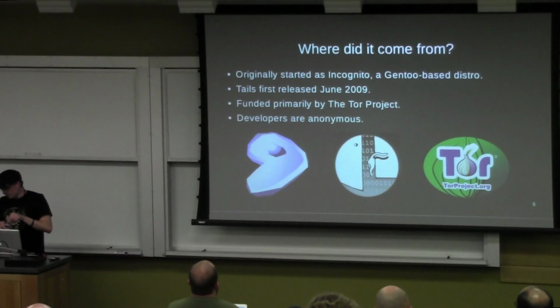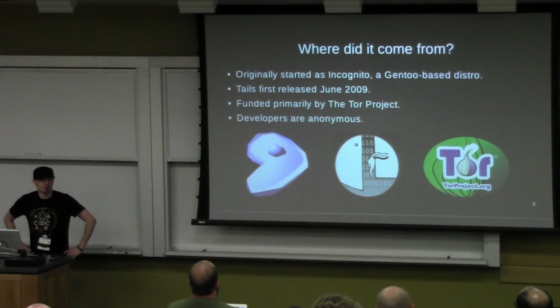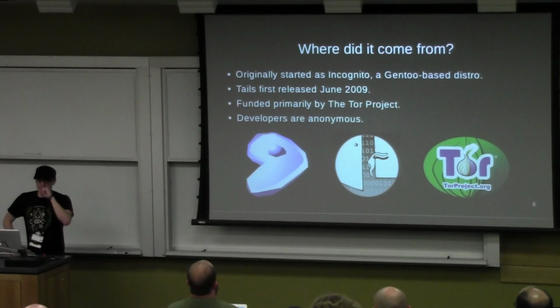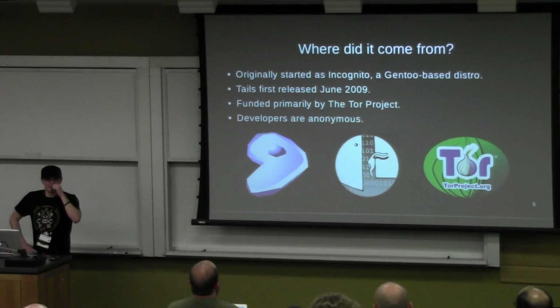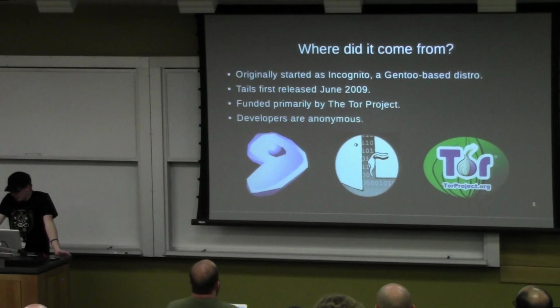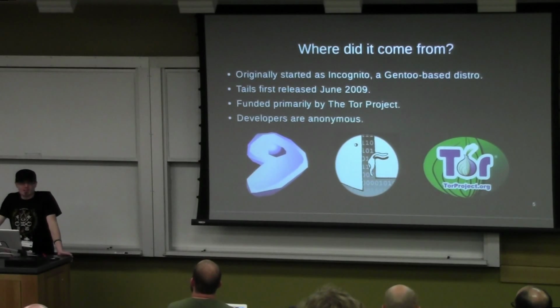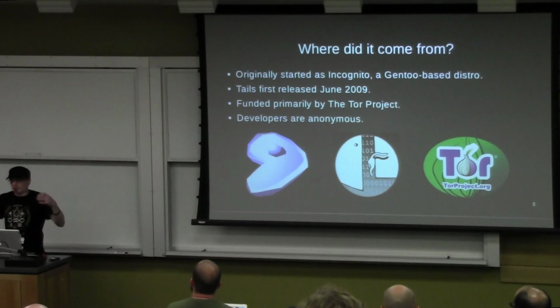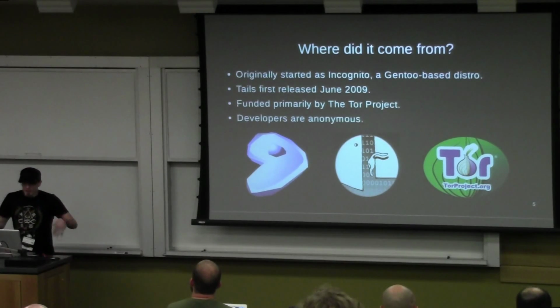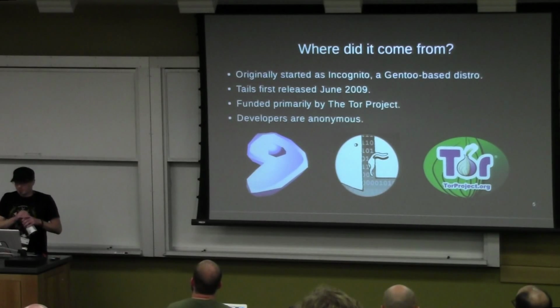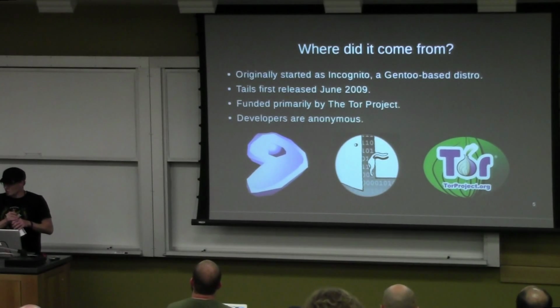All right, so Tails originally started out as a distribution called Incognito. That lasted for about a year. It was in about 2008. That was a Gentoo derivative, and it was originally released in January, and I think by August they had kind of shut down shop. Tails came about the following year. I believe the first release was in June. Yeah, June 2009, there I go.